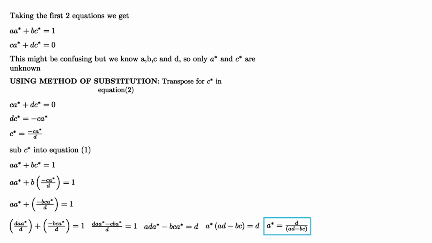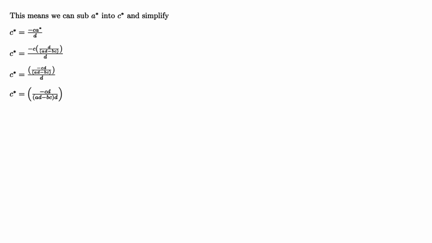Okay? And the good thing about the method of substitution now is that once we found A star, we can go back and find C star. So we can substitute A star into C star and simplify. Okay, so we already know that C star is equal to minus C times A star divided by D. So this means we now end up with C star being equal to negative C times D divided by AD minus BC, all divided by D, which simplifies to minus CD divided by AD minus BC divided by D, right? And now we can cancel D from the denominator and the numerator, right? To end up with C star equals negative C divided by AD minus BC, right? And now we found A star and C star by using the method of substitution.